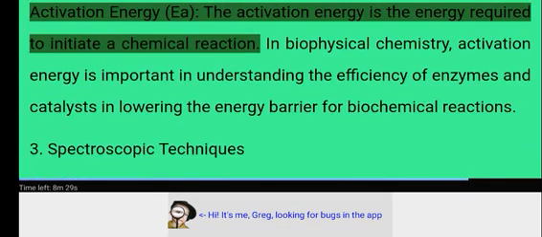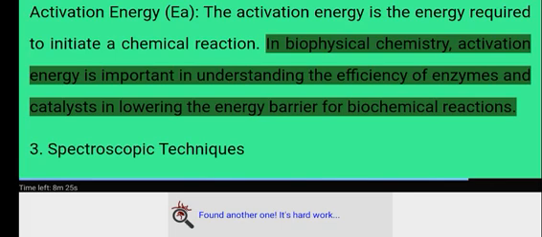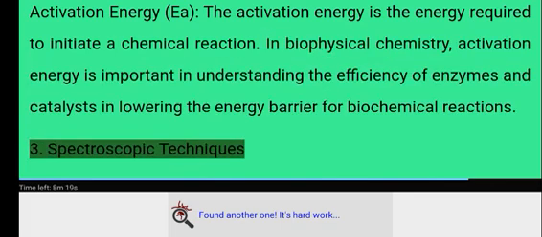The activation energy is the energy required to initiate a chemical reaction. In biophysical chemistry, activation energy is important in understanding the efficiency of enzymes and catalysts in lowering the energy barrier for biochemical reactions.